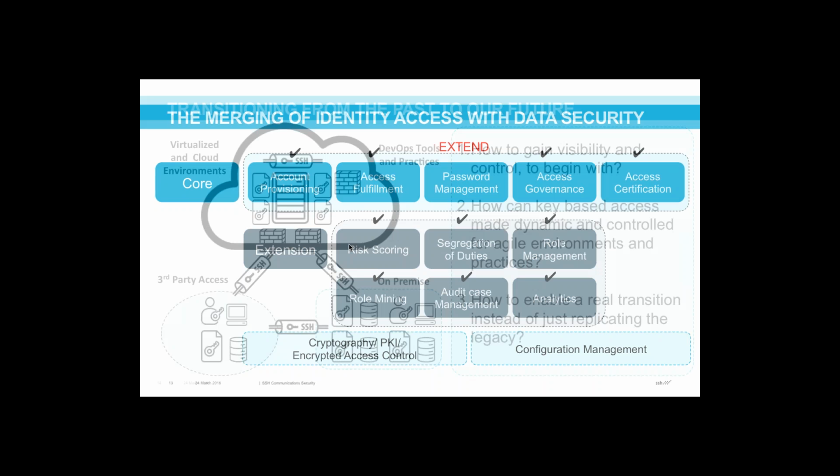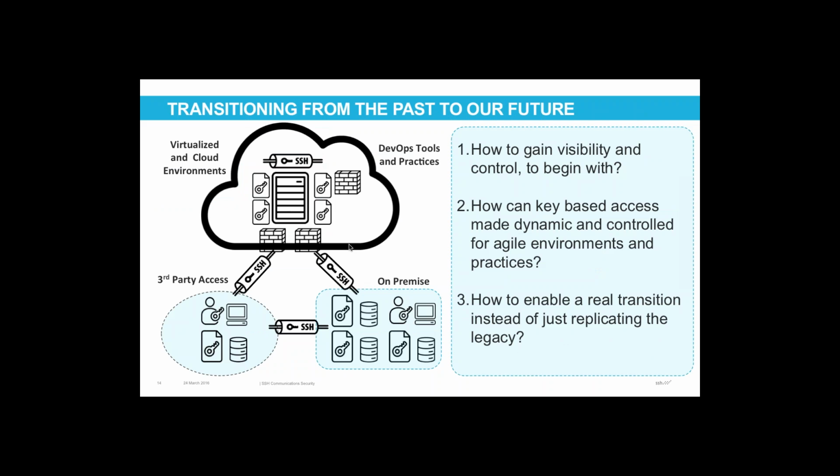So how do we transition from our past into our future? Now we're kind of looking forward into our world as we're transitioning our businesses into the cloud. We have a lot more third-party access, right? How do I gain visibility and control to begin with? And how can I make key-based access more dynamic controlled for agile environments? And how do I enable a real transition, not just a lift and shift type of scenario? And this is a big challenge, is that we see a lot of lift and shift. I'm just going to move my applications to the cloud, and now I'm in the cloud. Well, we just moved all of our problems over into the cloud. This is something we want to avoid as we make those transitions into our cloud environments.